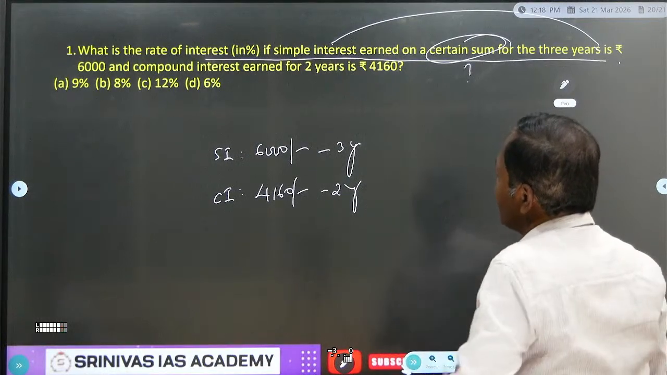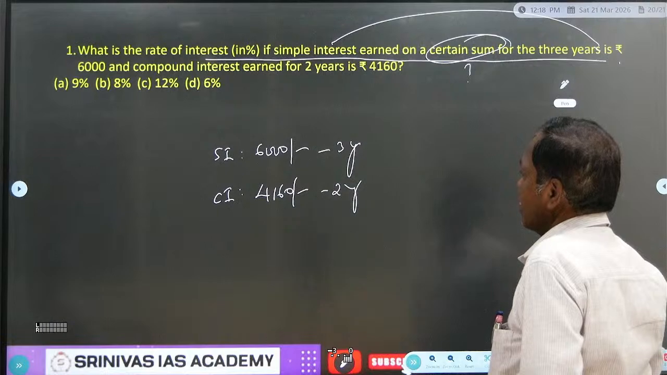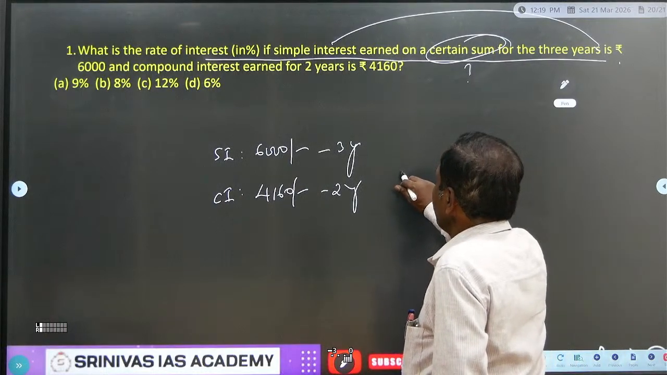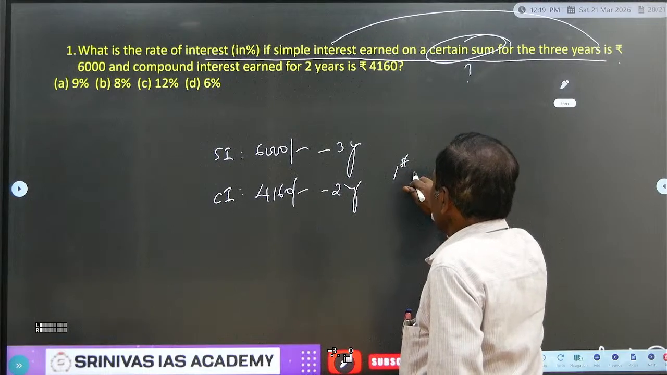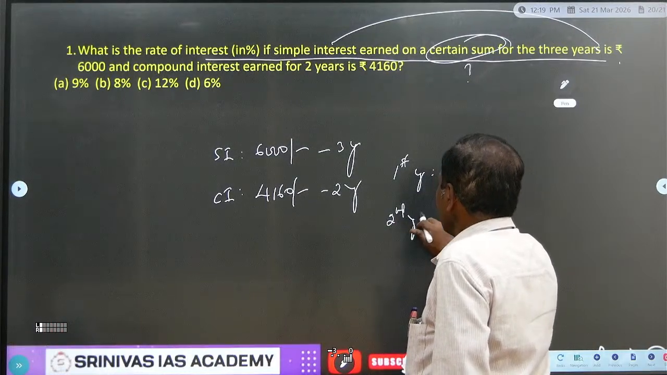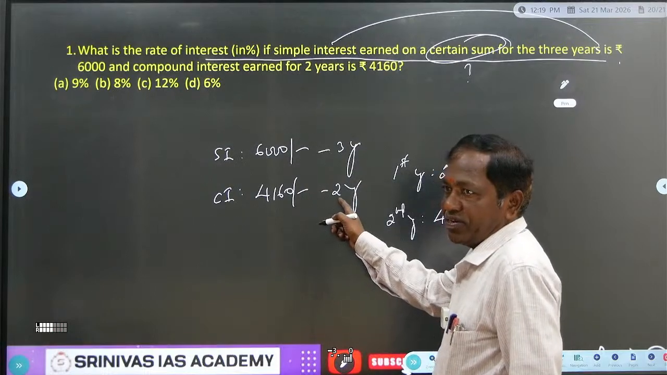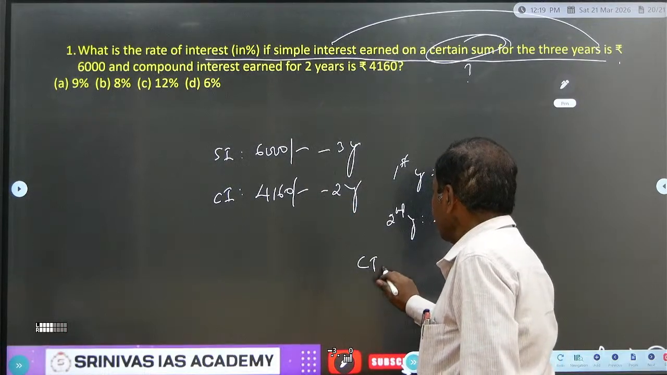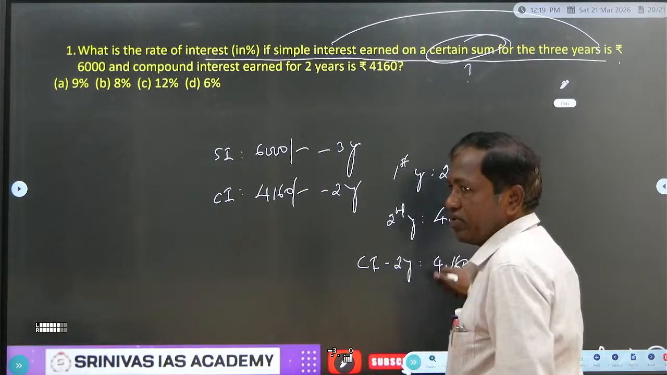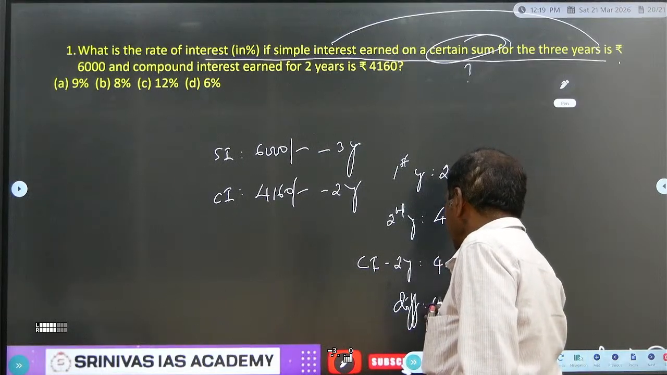This is given for 3 years, this is given for 2 years. How is that possible? Okay, even if you take it like that, you can do it mentally. What is the simple interest for the first year? First year is 2000, right? For the second year, this becomes 4000, right? The compound interest for 2 years is given as 4160. The difference is 160.